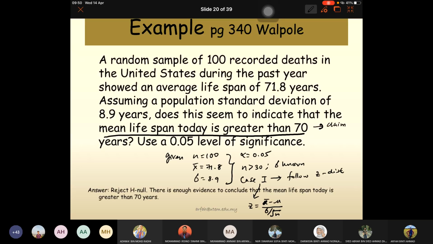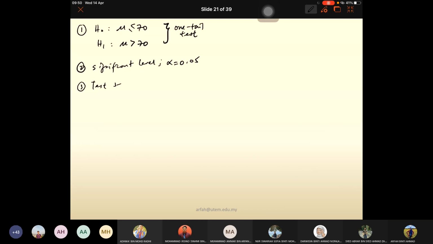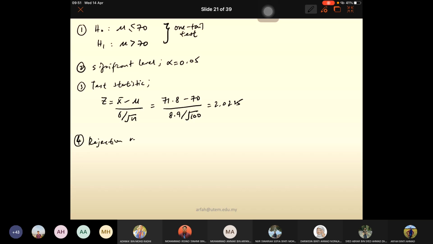And then step three, you can carry on with the test statistic. Z equal to x bar minus mu over sigma over square root of n. So you get x bar is 71.8 minus 70 divided by sigma is 8.9 over square root of 100. So if we calculate, we get 2.0225. Okay, so this is the test statistic. Step four, look at your rejection region.